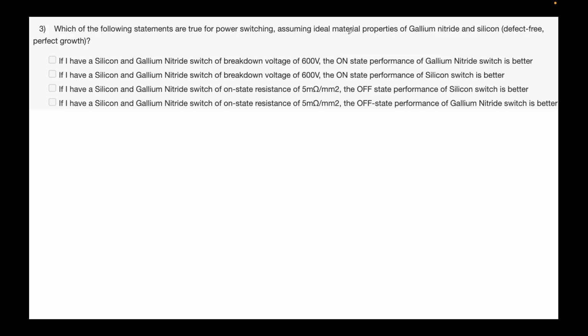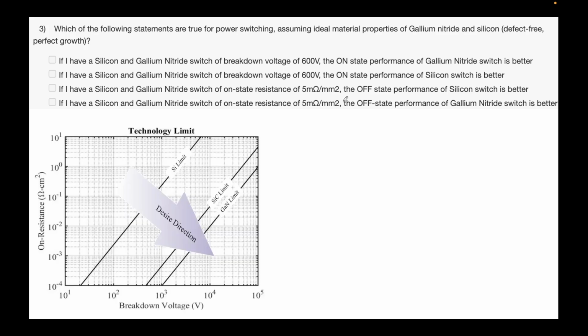But for the sake of this problem, let's discuss the ideal properties, ideal gallium nitride versus ideal silicon. That means defect-free, perfect growth, and so on. So what are we talking about here? We're talking about breakdown voltage and on resistance. Again, same thing. It's the same plot from the previous slide, by the way.